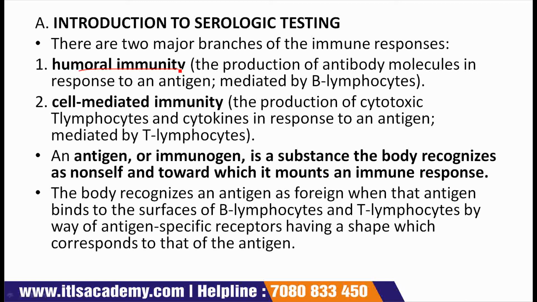In humoral immunity, the production of antibody molecules in response to an antigen is mediated by B lymphocytes, while in cell-mediated immunity, the production of cytotoxic T lymphocytes and cytokines in response to an antigen is mediated by T lymphocytes. This is the major difference between humoral and cell-mediated immunity, that humoral is mediated by B while cell-mediated immunity is mediated by T lymphocytes.